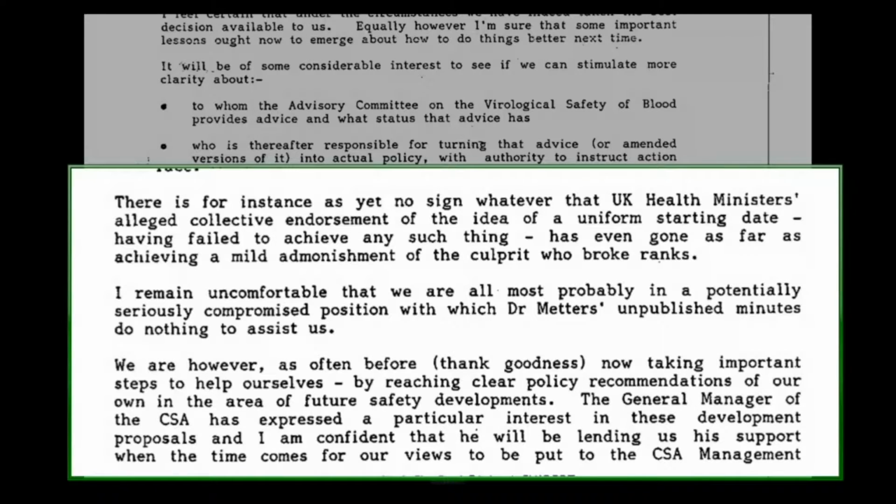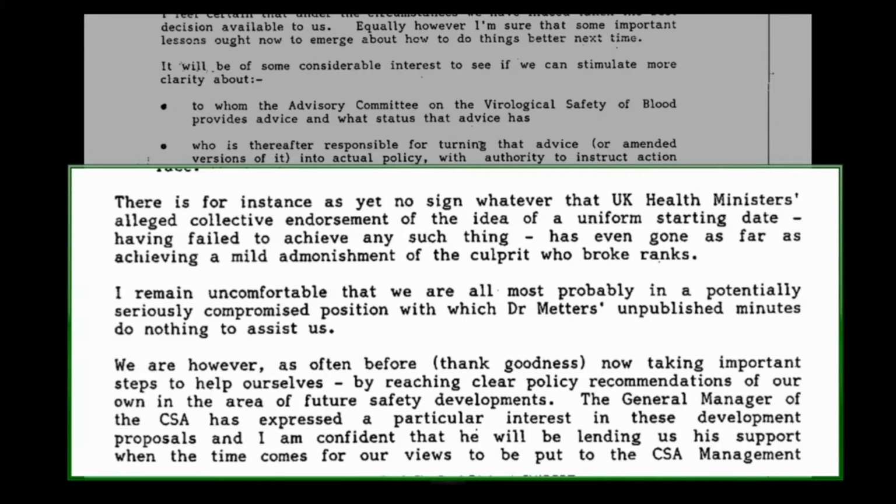I remain uncomfortable, continues Mr. McIntosh, that we are all most probably in a potentially seriously compromised position with which Dr. Mehta's unpublished minutes do nothing to assist us. Dr. Mehta's was DHSS, I think Deputy Chief Medical Officer. I'll double check I'm right about that.